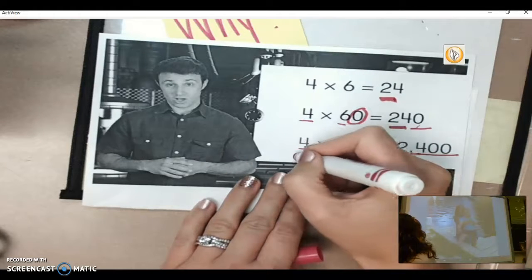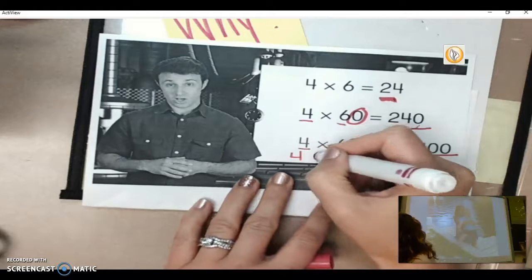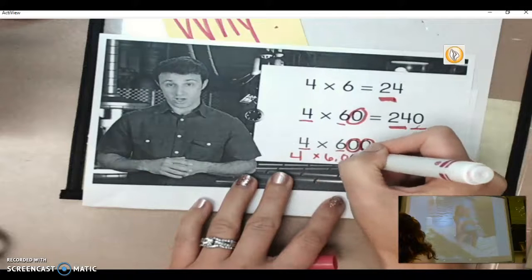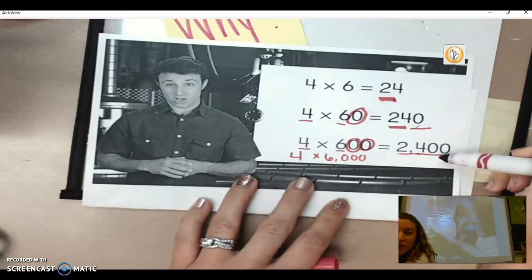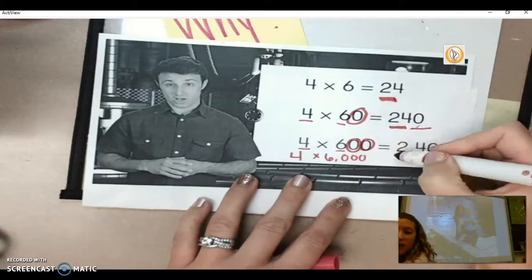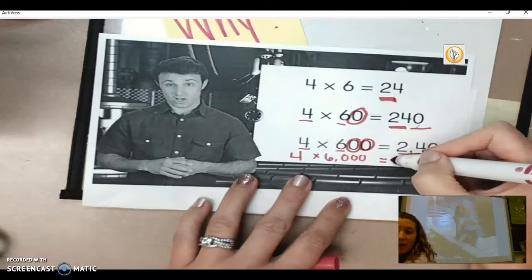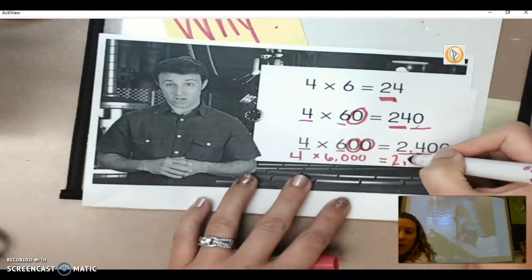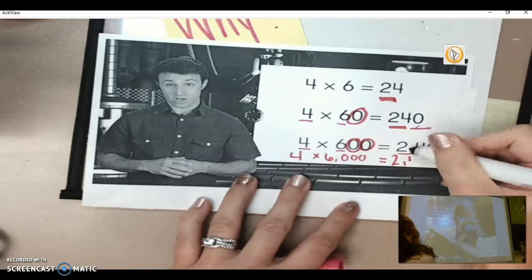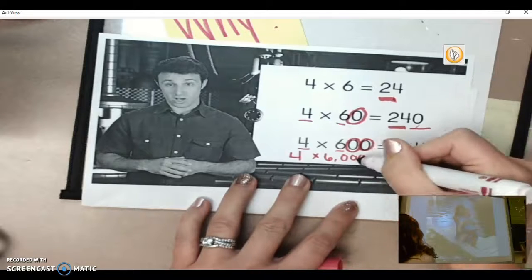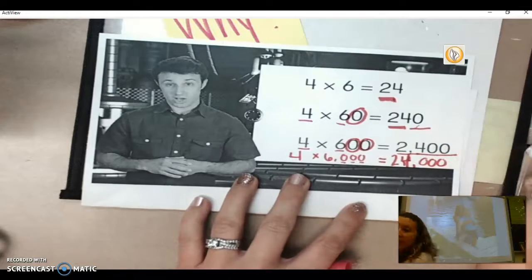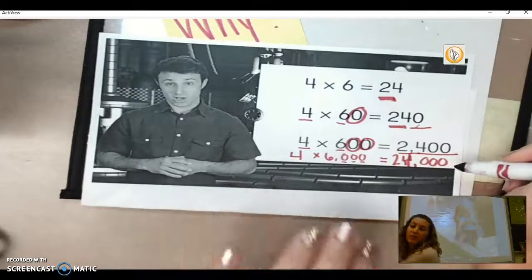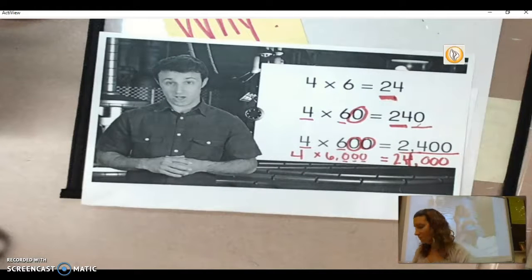We could keep going, and we could do 4 times 6,000. Again, we would expect the trend to continue and our answer to grow. We would use our knowledge of our basic fact of 6 times 4 would be 24. And we have 1, 2, 3 zeros. So therefore we have 3 zeros in our answer, and our answer would be 24,000.